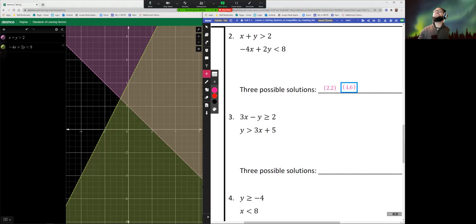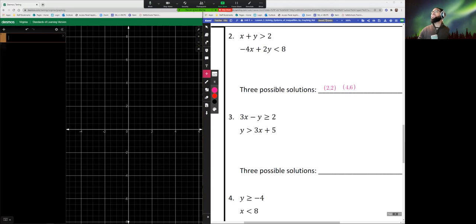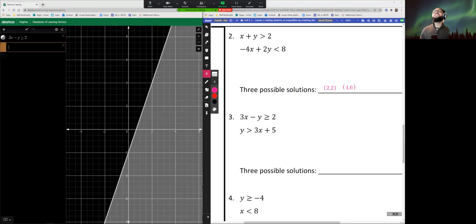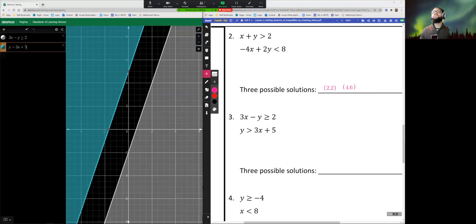Number 3 is 3x minus y is greater than or equal to 2. And then our next one is y greater than 3x plus 5. Ooh, that looks weird. Did I type that right? 3x minus y is greater than or equal to 2. Yep. And then y is greater than 3x plus 5. Yep. You always want to make sure you're double checking to see if you've typed things correctly. And I have typed these things correctly.